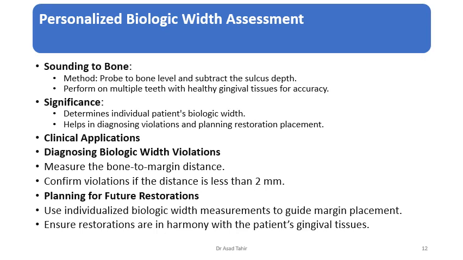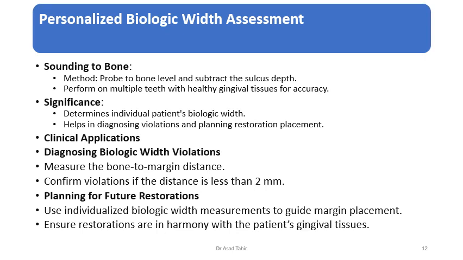Clinical applications. Diagnosing biologic width violations: measure the bone to margin distance and confirm violations if the distance is less than 2 mm. Planning for future restorations: use individualized biologic width methods to guide margin placement. Ensure restorations are in harmony with the patient's gingival tissues.